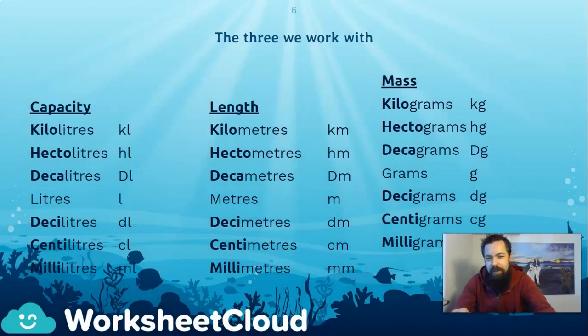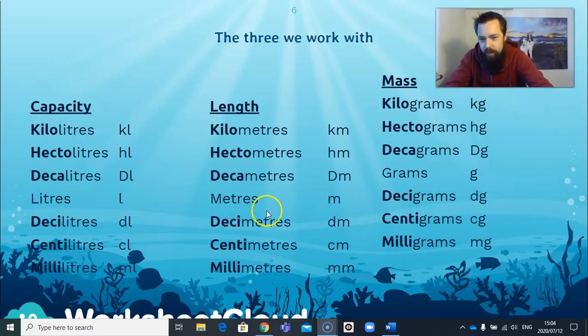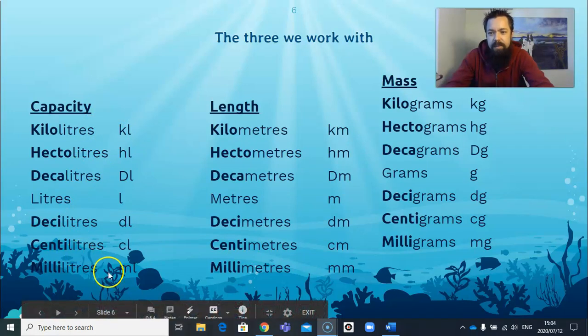Okay, so here were the units again, just in order. We've got capacity with liters. So kiloliters, hectoliters, decaliters, liters, deciliters, centiliters, and milliliters. Those are our symbols. Same with length, but with meters. Same with mass, but with grams.